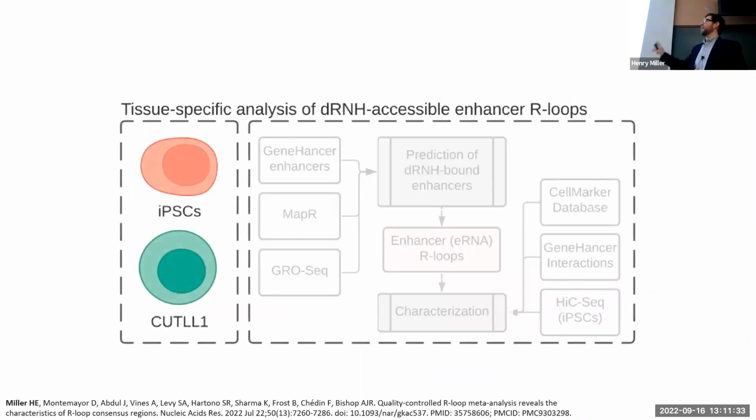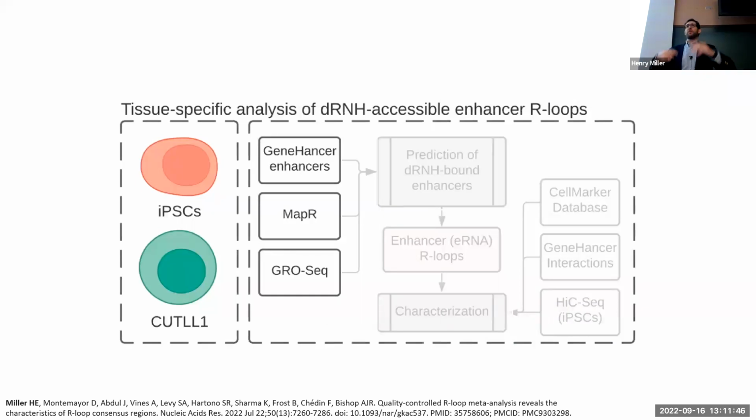Using data from 2 cell lines, iPSCs and Cuttle1 cells, that both have relatively well-defined enhancer profiles. Taking enhancers from the gene enhancer database, getting R loop mapping data from MapR samples, which is a type of DRNH-based R loop mapping, and then getting Bro sequencing, which allows us to assess nascent RNA production.